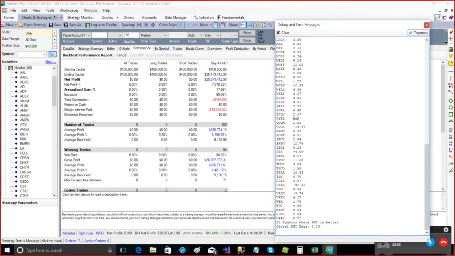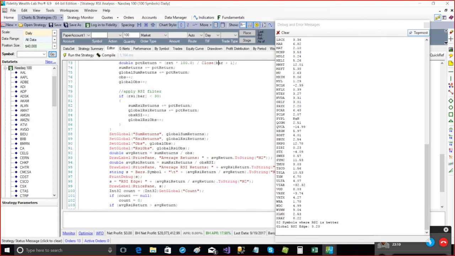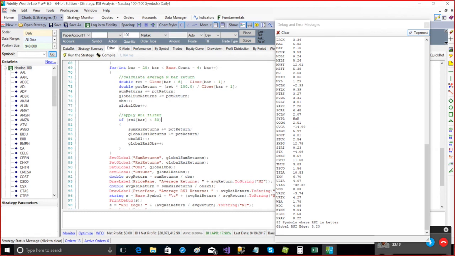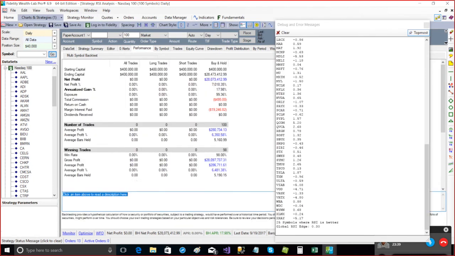I think. Yeah, we could easily test that if I go to my editor here and I make a small change to the script. So let's say, here's my filter. We're saying if the RSI is less than 30, then we're going to take those. So let's change it and say greater than 70. So now we're only going to include data where the RSI is greater than 70. So let's compile it. Let's run it again on the NASDAQ 100, see what we get.